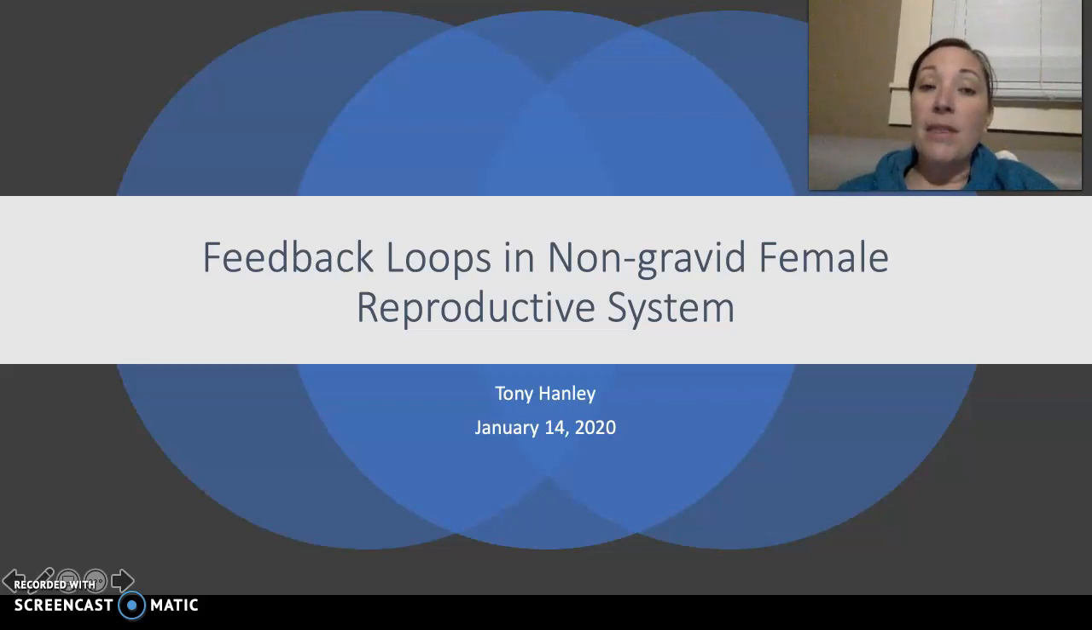I'm going to be talking about the feedback loops in non-gravid females' reproductive system. The easiest way to do this is to walk you through the menstrual cycle, because a lot of the hormones are produced by certain aspects of the menstrual cycle, and they're really what create the feedback loops. So it's easier just to walk you through the entire cycle so you can see where the hormones are produced when and what is having a positive or a negative feedback throughout the cycle.